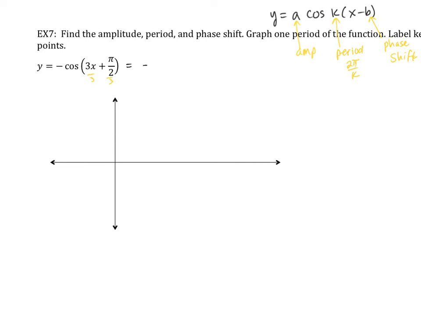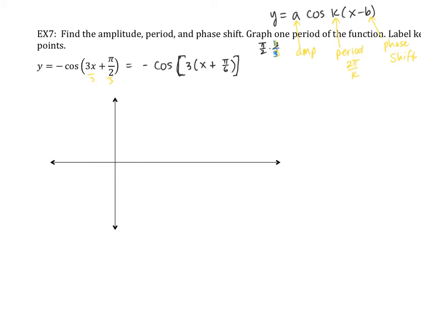Okay, so I'm just going to rewrite that as the opposite of the cosine of, okay, I factored my 3 out, so now I have x plus, let's see, pi over 2 divided by 3 is the same thing as multiplying by the reciprocal of 3, so it would be plus pi over 6. Okay, so there we go.